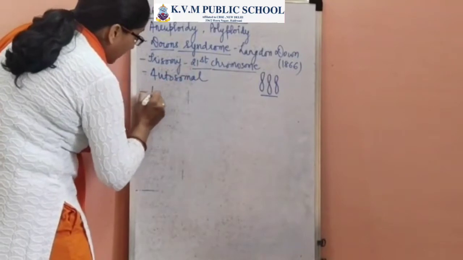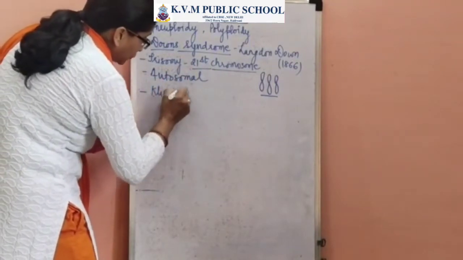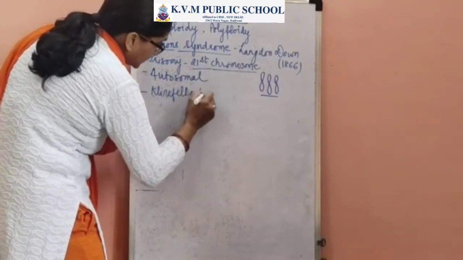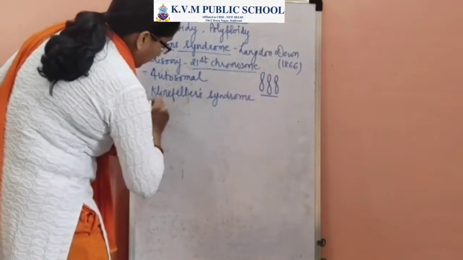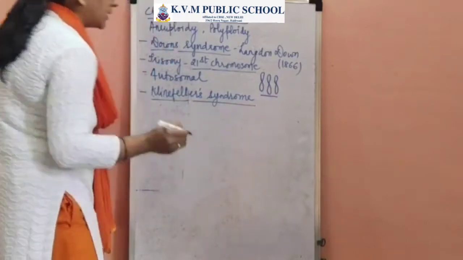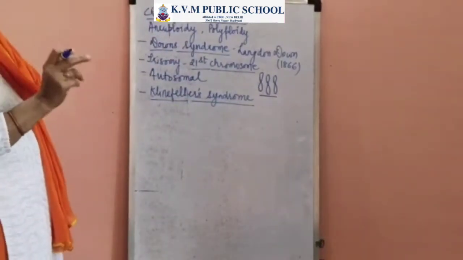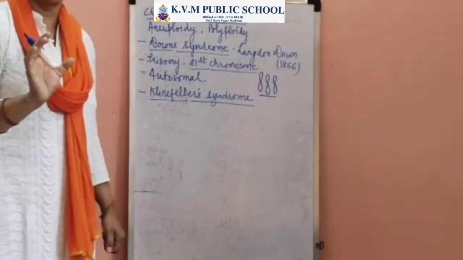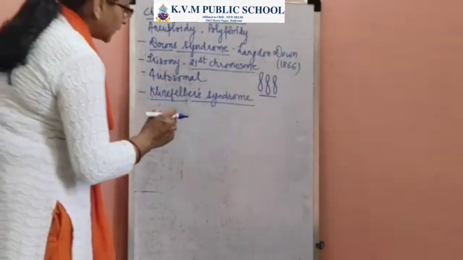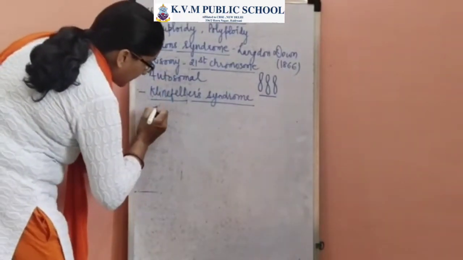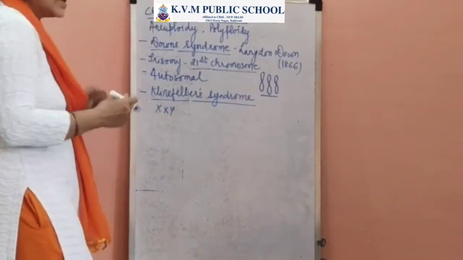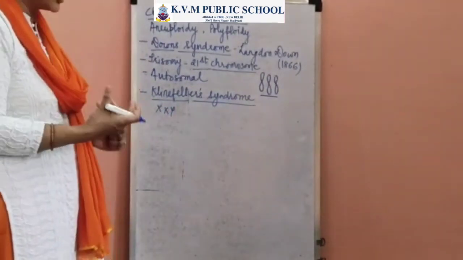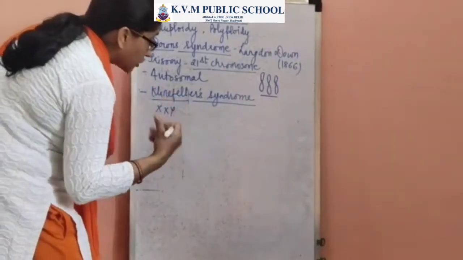Now we'll be talking about Klinefelter's syndrome. Klinefelter's syndrome is because of an extra addition of a chromosome. The genetic constitution in the case of Klinefelter syndrome comes out as XXY. Again, that is because of the non-disjunction or improper separation of the chromosomes.